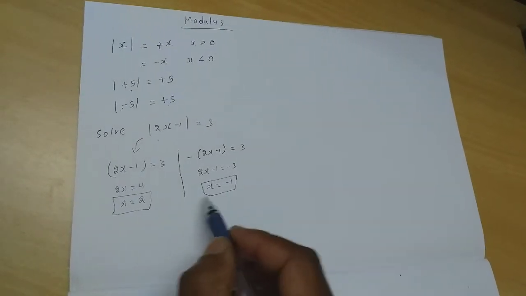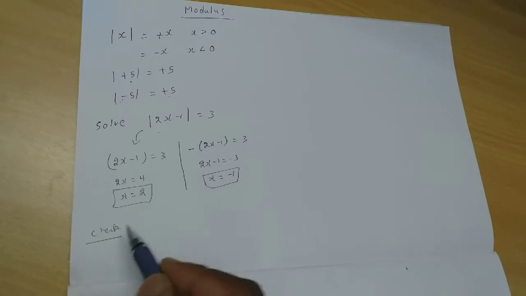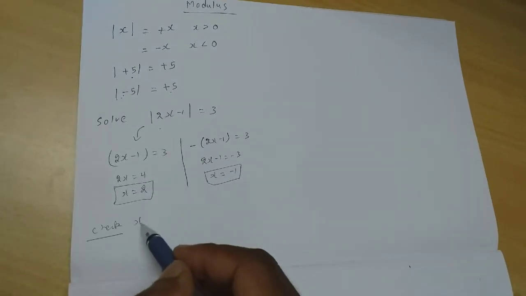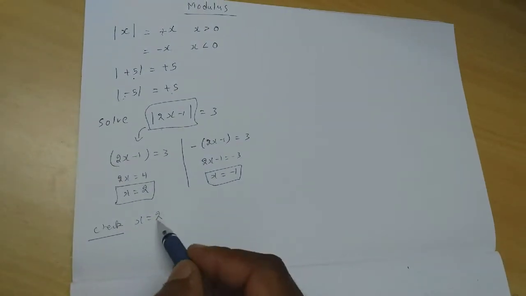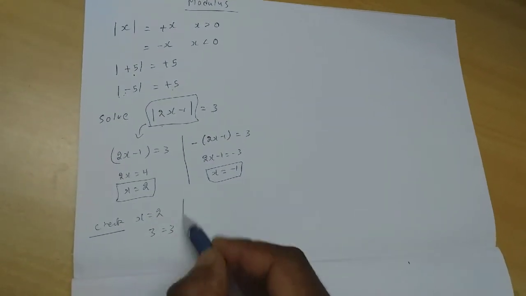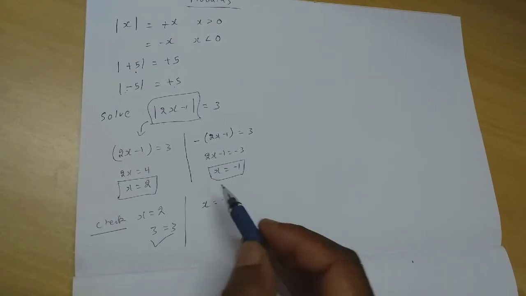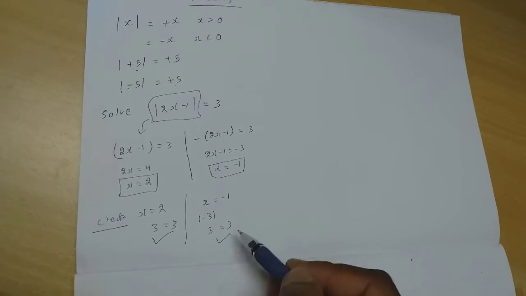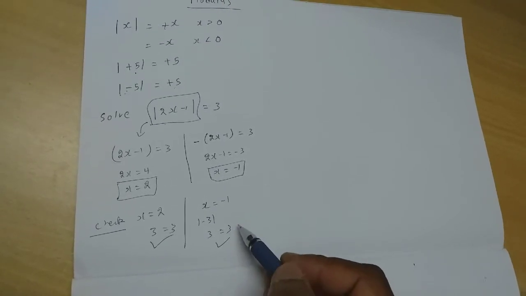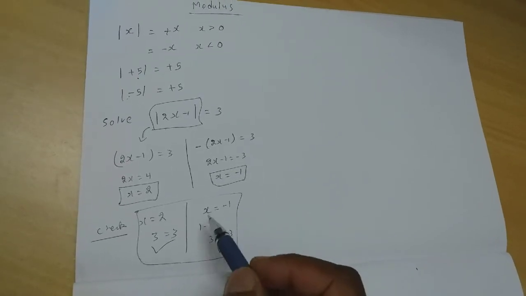Now two values for x I got. Which is the answer? You need to check it. If I place x equal to 2 in this one, how much will I get? I get 3. The other side also 3, so it is correct. Now if I place x equal to minus 1, I get 2 times minus 1 minus 1, which is mod of minus 3, which is 3, equal to 3, so this is also correct. This is only for checking. Better be sure. Are we clear?